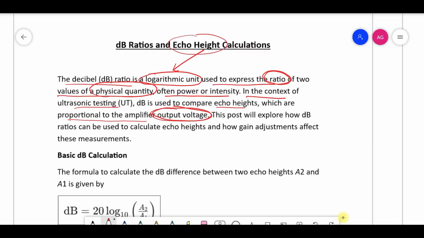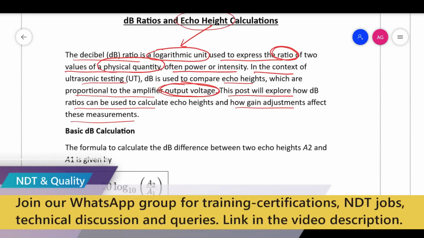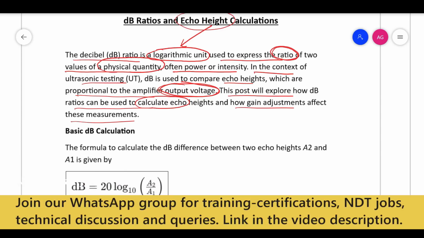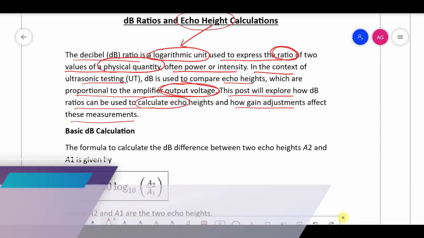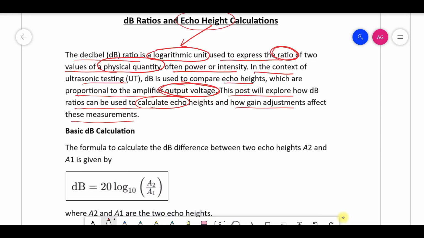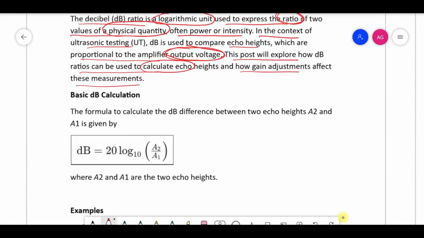If the output is higher, you'll get a higher echo height. This means that as you increase dB, the voltage will increase, so it's directly proportional to the voltage. We'll explore how dB ratios can be used to calculate echo heights and how gain adjustment affects this measurement. We will see how to calculate echo height and how to adjust gain, meaning how to make dB go up or down, and how the height of the echo goes up or down by this. So it is very important to understand its ratio.